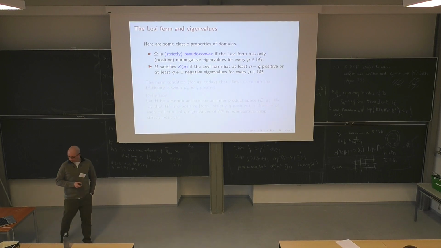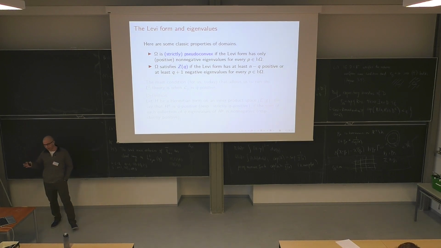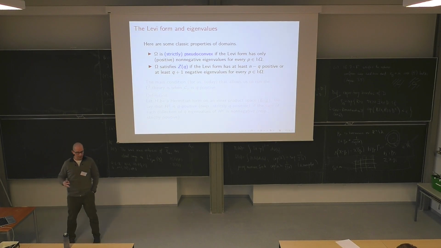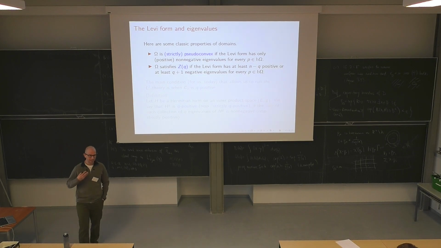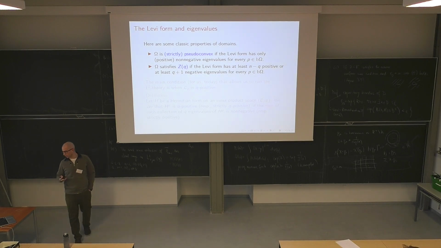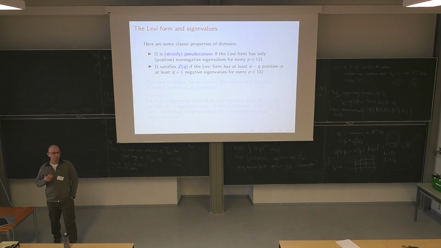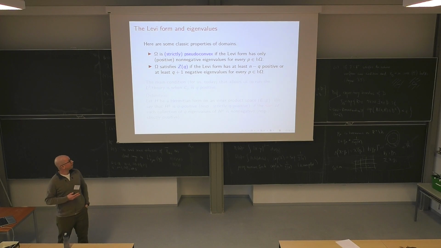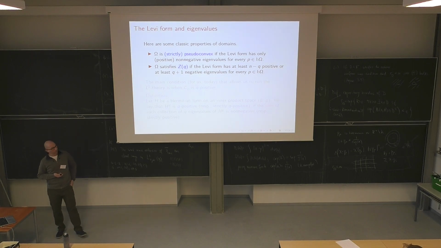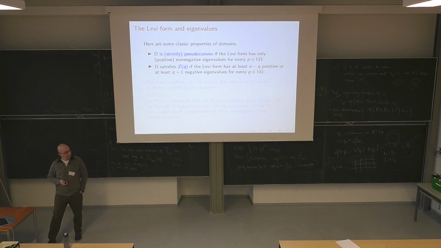Okay, so let's talk about some classic properties of domains. Omega is pseudoconvex, respectively strictly pseudoconvex, if the Levi form has only non-negative eigenvalues for pseudoconvexity, positive eigenvalues for strict pseudoconvexity. Omega satisfies condition Z(q) if at every point on the boundary the Levi form has at least n minus q positive or at least q plus 1 negative eigenvalues. Now, these are very classic conditions.